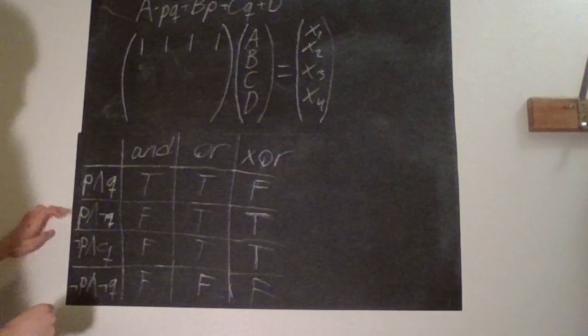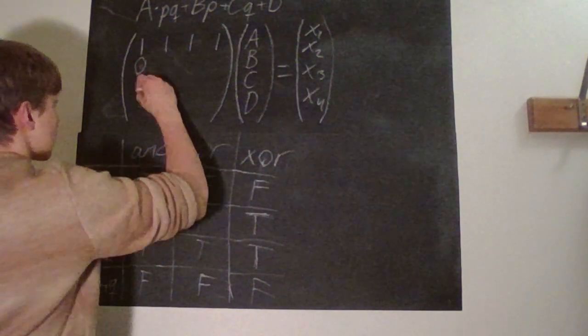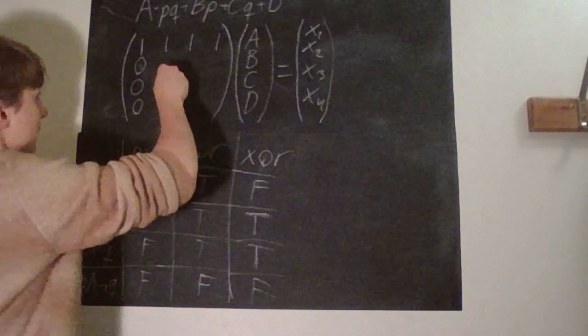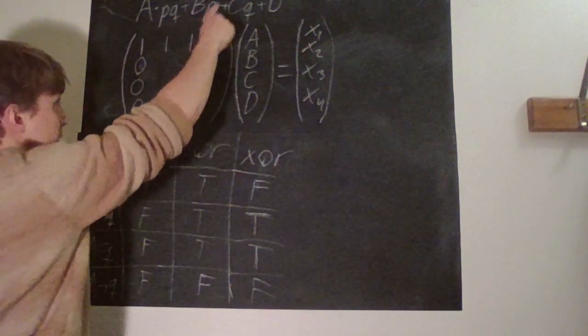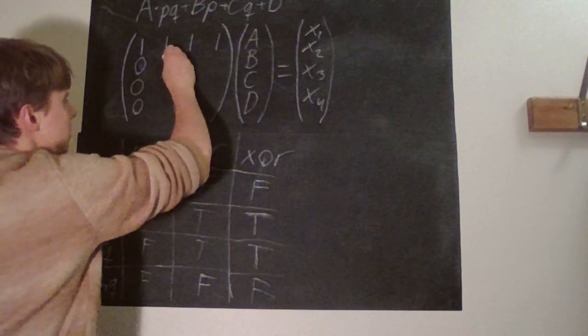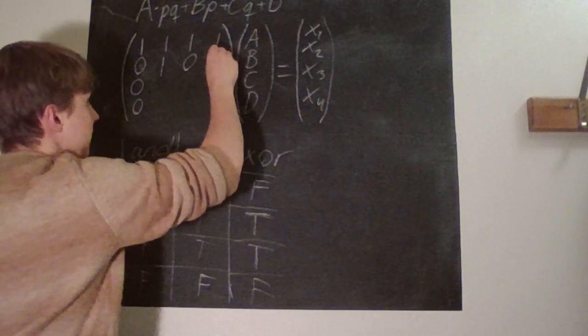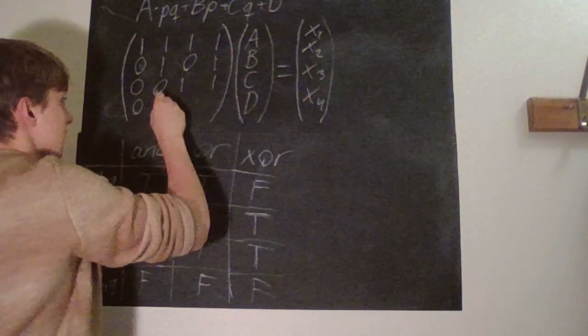And for the second one, when p is 1 and q is 0, then we don't get any a's. Actually, we don't get any a's for any later cases. So we know p is true and q is false, meaning that p is 1 and q is 0. So we get a 1 here, and then a 0 here, and then a 1 here, and I can just fill in the rest of the cases.